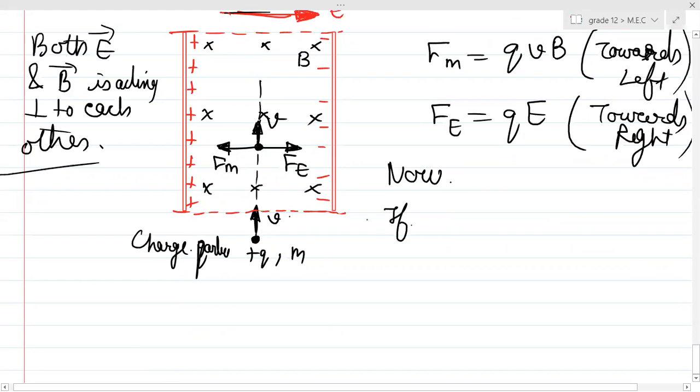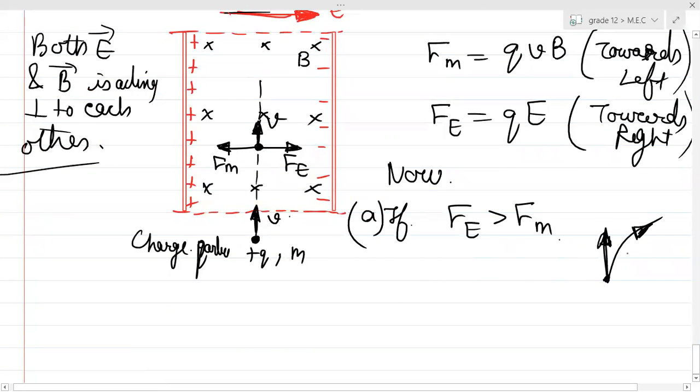Now, if Fe is greater than Fm, what will happen? The charged particle will deflect in this direction. This was the initial velocity, and the particle will move like this. Why? Because the net force will be acting towards right.